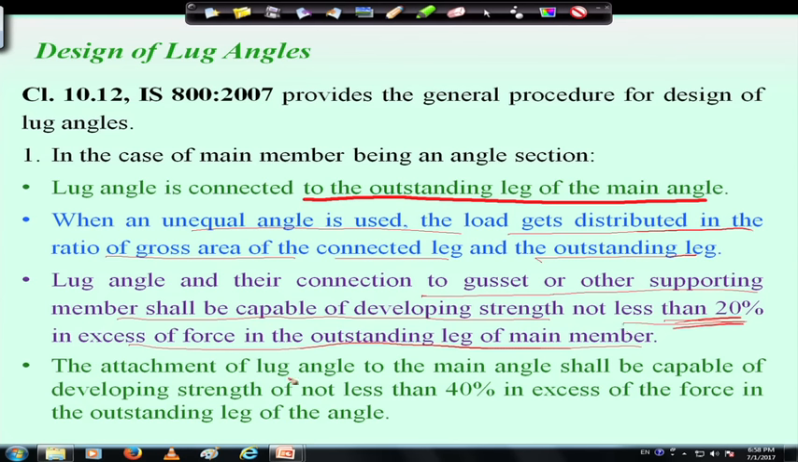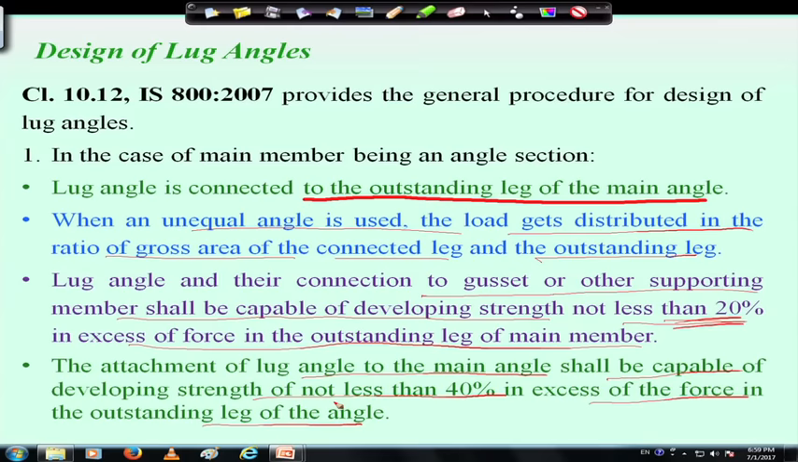The attachment of lug angle to the main angle shall be capable of developing strength not less than 40% in excess of the force in outstanding lug angle. This is also we have to keep in mind. So, one is 20% and another one is 40%, share has to be done.